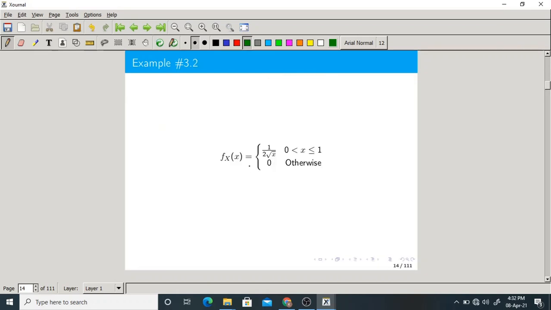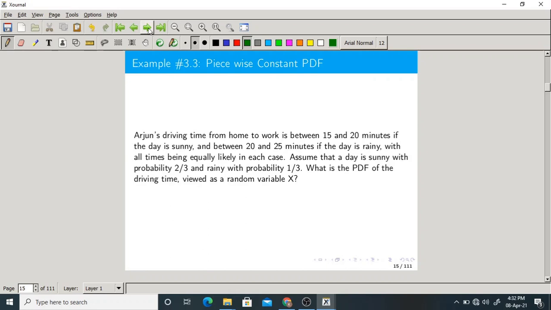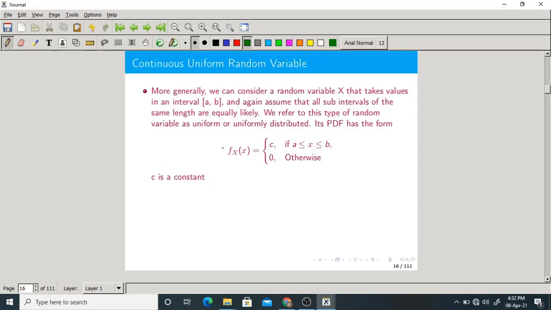Now this is another example. Here we are checking whether this is a valid PDF or not. It is a valid PDF because it satisfies the basic property, that is, the normalization property. This is another problem we have solved. This is the uniform random variable and this is how it is defined. Here what is C you got? We found out C equal to 1 by B minus A.